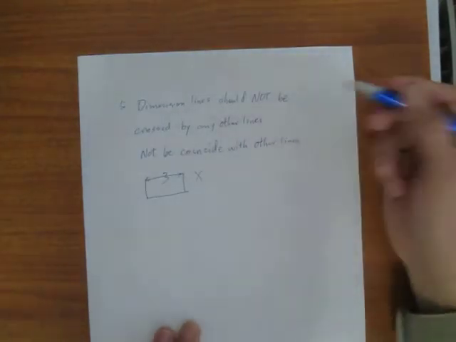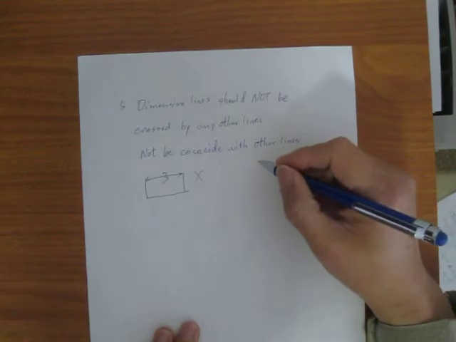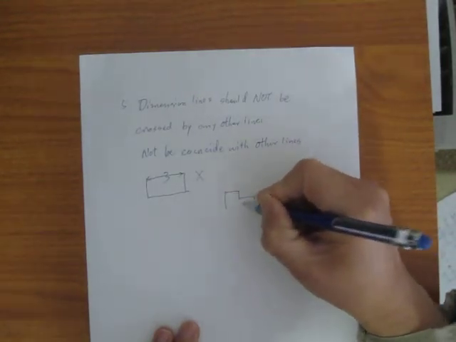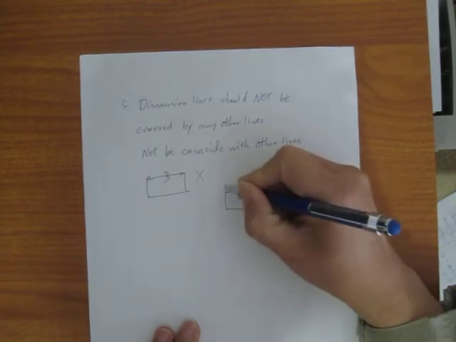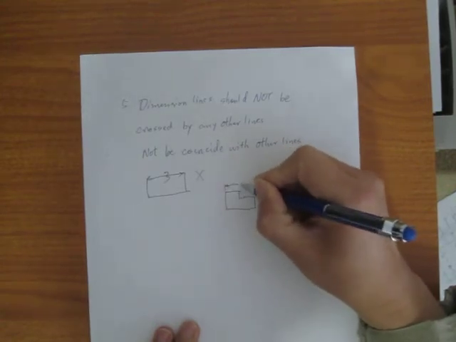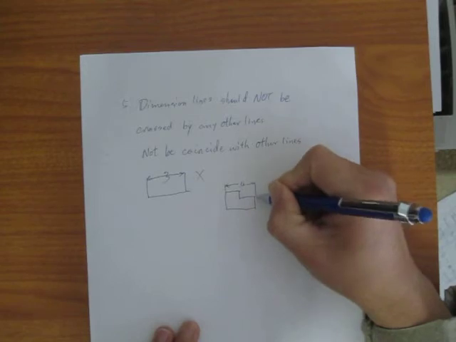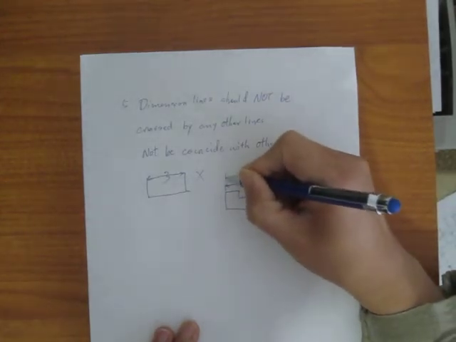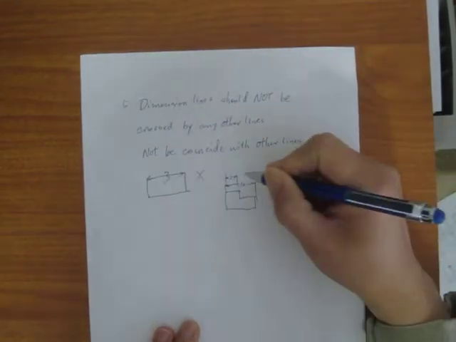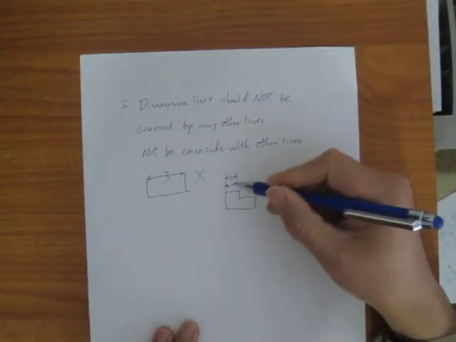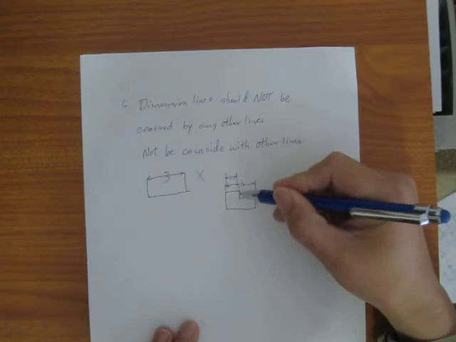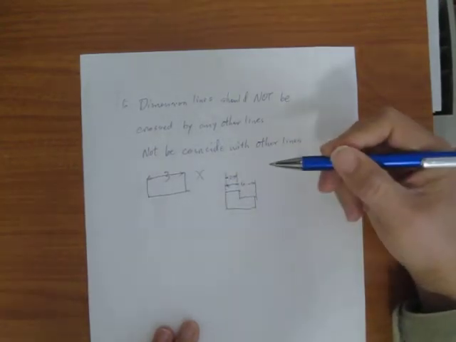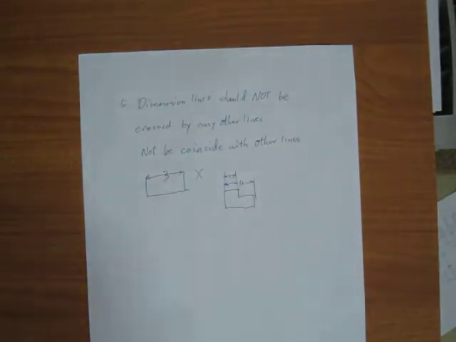And now, what is crossed by some other lines? For example, if you have something like this, let's say this is 4 inches here, and this one here is 2 inches. Now in this situation, you'll see this 4-inch dimension line is crossed by an extension line here. It's crossed by an extension line.